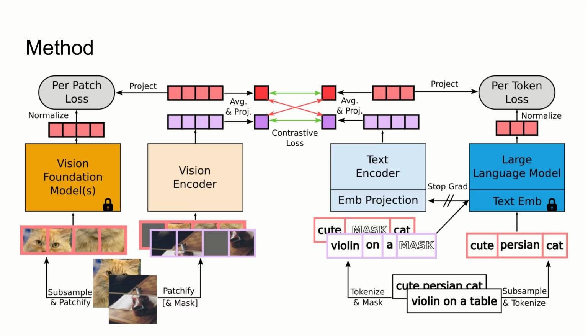Finally, we use the text embedding of the teacher and we just project that into the representation space of our text encoder. By doing so, even though our text encoder has never seen sentences in languages other than English, it will inherit the multilingual capability of the large language model teacher in languages other than English.